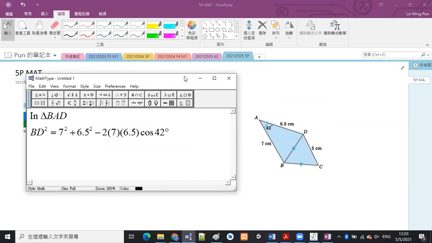Do you still remember this cosine formula? The right hand side is a pure number, so you may use the calculator to calculate the right hand side, and don't forget to take square root in the next step. So I also need a calculator. 7 square plus 6.5 square minus and so on, the BD square should be 23.62 something, and when you take square root of the answer, it should be 4.1.